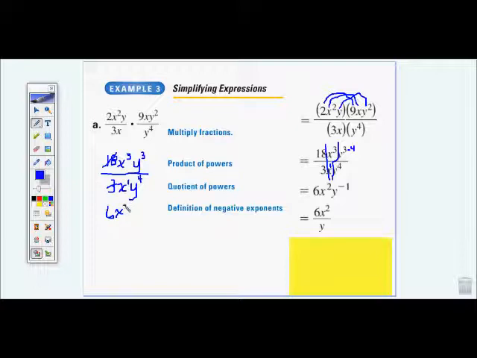And then my y terms, I have y to the fourth in the denominator and y cubed in the numerator. Y to the fourth is the larger one, so I'm going to bring the cubed down here to subtract it. We're in division, so I'm subtracting. So 4 minus 3 is going to just give me 1 as my exponent. So it gives me that same answer. You can choose to do it either way.